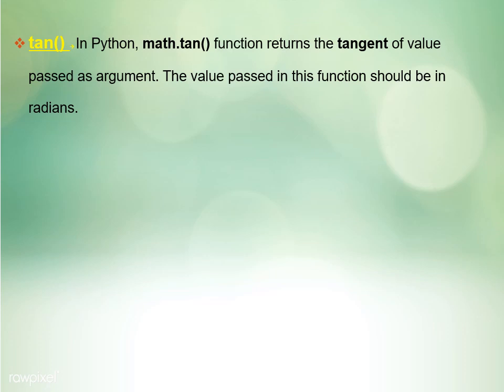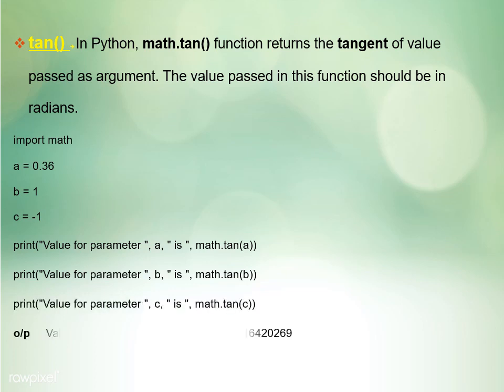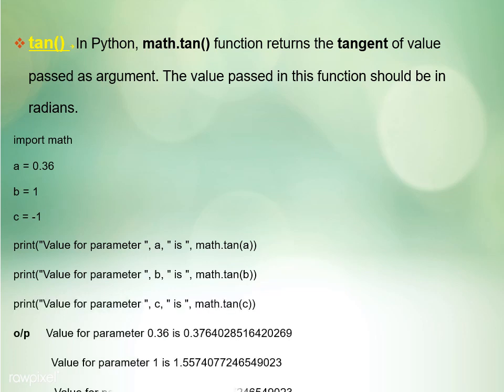Next function, the tan function. In Python, the math.tan function returns the tangent of the value passed as argument. The value passed in this function should be in radians. Here I am taking one example. I am taking some values: A equal to 0.36, B equal to 1, C equal to minus 1, and I am giving some commands.